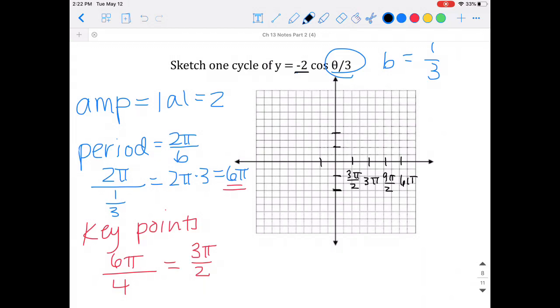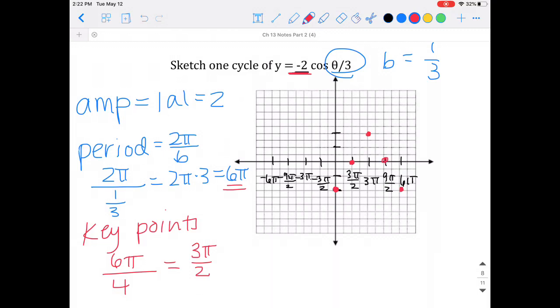We're going to label in the negative direction as well. Negative 3 pi over 2. Negative 3 pi. Negative 9 pi over 2, and negative 6 pi. So now when we go to graph this function, because our a value is negative, that means our pattern is opposite. So because it's negative, we're going to start at our minimum. Then from the minimum, for our next key point, we go to 0, then to the maximum, which is 2, back to 0, to the minimum.